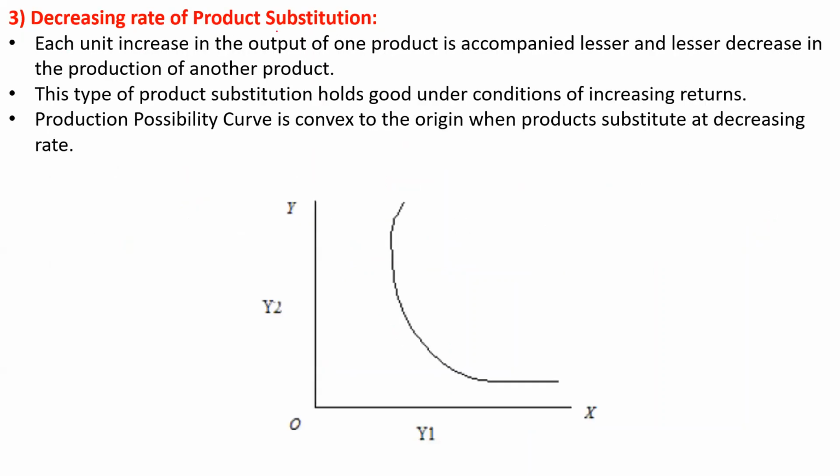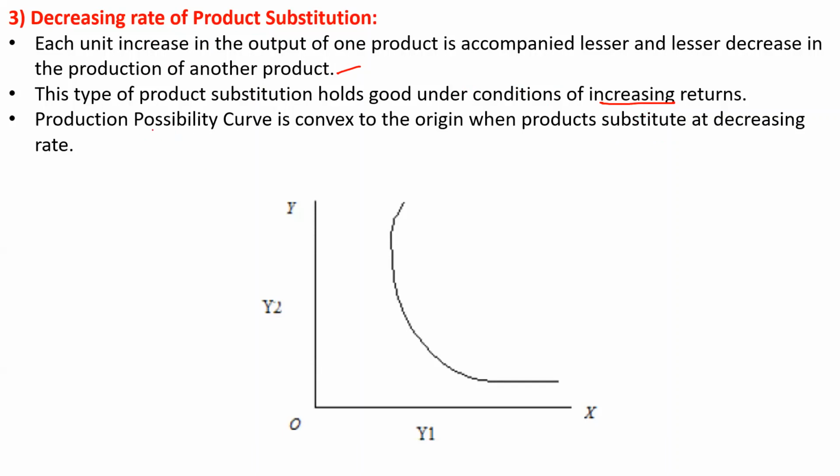Next, we have the decreasing rate of product substitution. Each unit increase in output of one product is accompanied with lesser and lesser decrease in the production of another product. एक प्रोडक्ट का आउटपुट इंक्रीज करते हैं बाय सैक्रिफाइसिंग लेस, जो भी सैक्रिफाइस अदर प्रोडक्ट का कर रहे हैं वो धीरे धीरे कम होता जाता है, तो उसे हम डिक्रीजिंग रेट ऑफ प्रोडक्ट सब्स्टिट्यूशन कहते हैं. इंक्रीजिंग रेट ऑफ सब्स्टिट्यूशन जो है वो डिक्रीजिंग रिटर्न में पाया जाता है, और जो डिक्रीजिंग रेट ऑफ प्रोडक्ट सब्स्टिट्यूशन है वो इंक्रीजिंग रिटर्न्स में पाया जाता है.